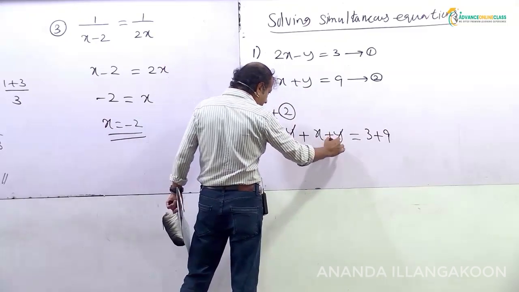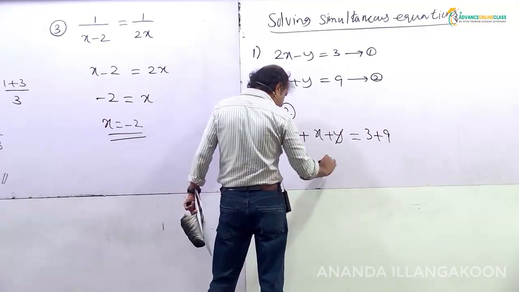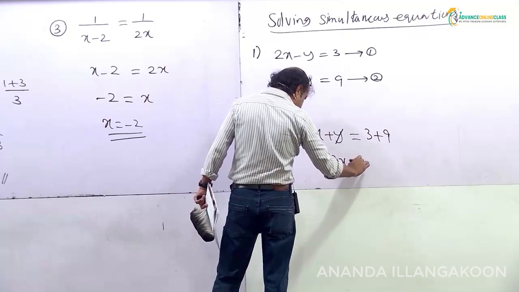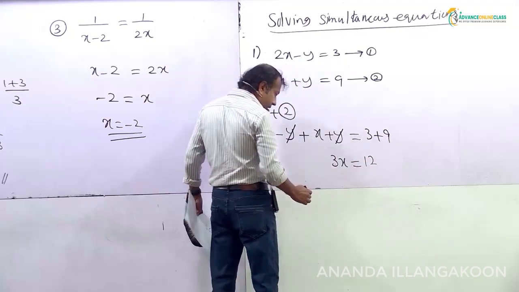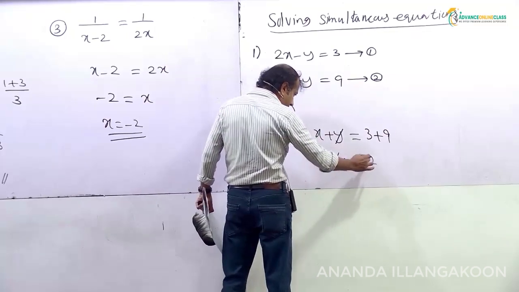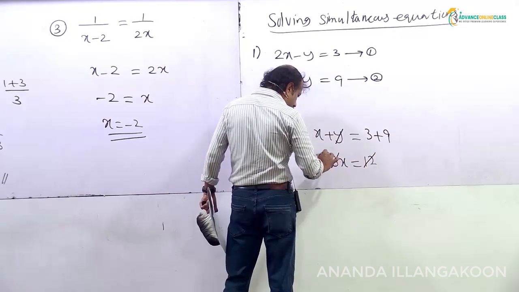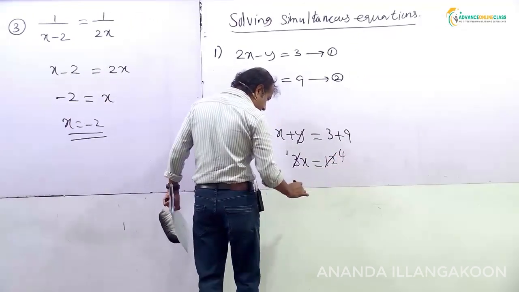Minus y plus y you can cancel down. 2x and x, 3x. 3 plus 9, 12. Cancel down this 3 and 12 by 3. 1 here, here 4. X is 4.